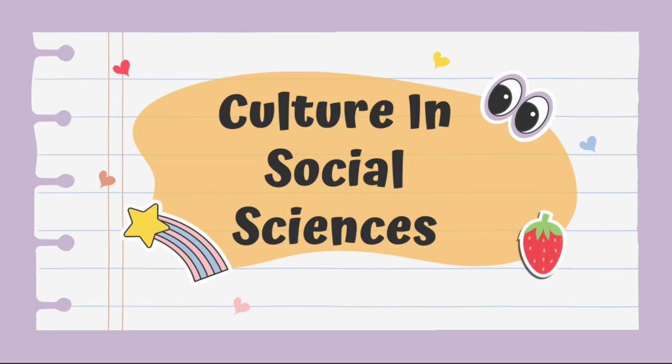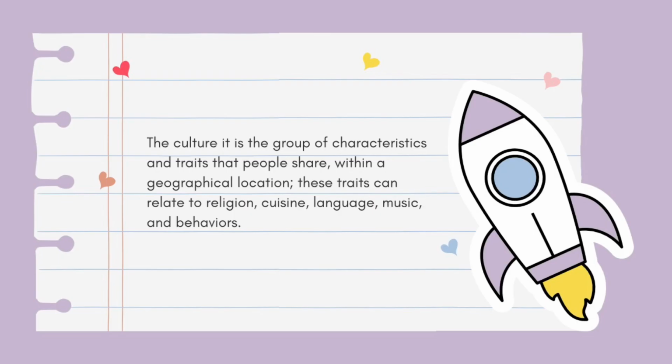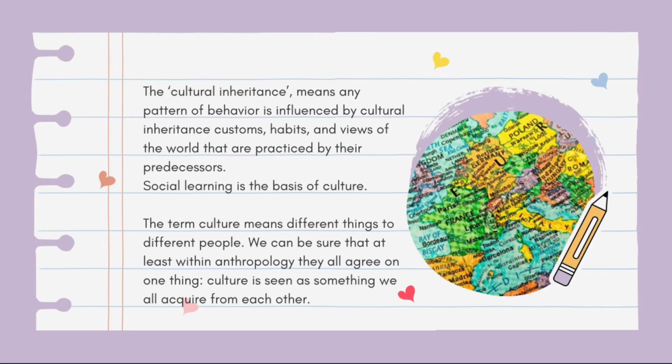Culture in social sciences. Culture is a group of characteristics and traits that people share within a geographic location. These traits can relate to religion, cuisine, language, music, and behaviors. Cultural inheritance means any patterns of behavior influenced by customs, habits, and views of the world that are practiced by their predecessors.